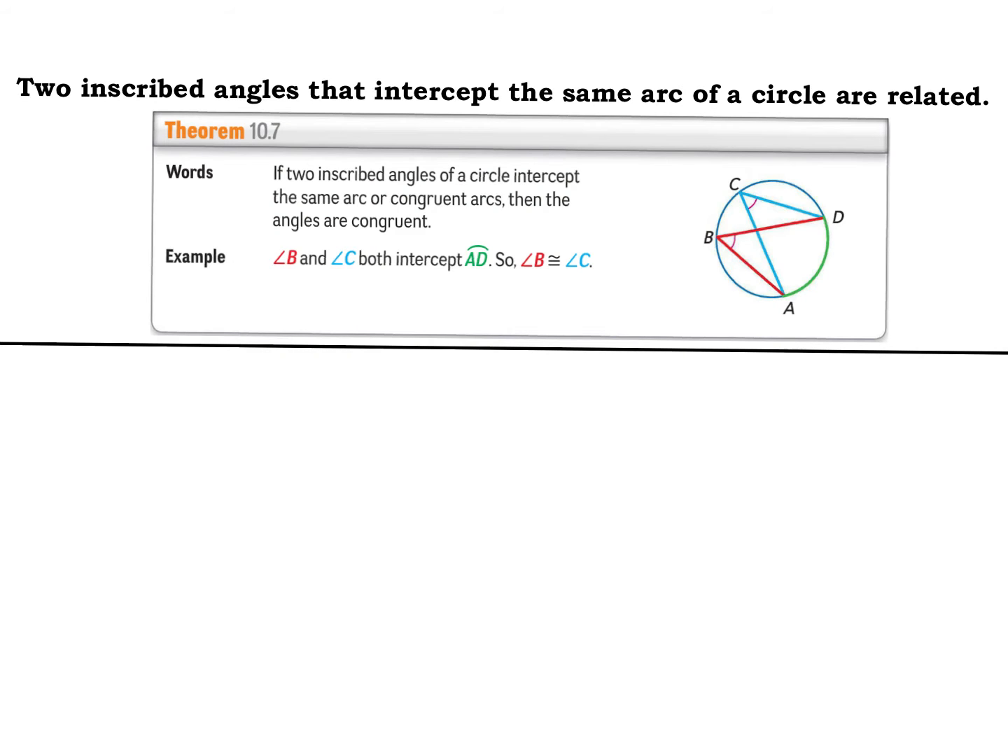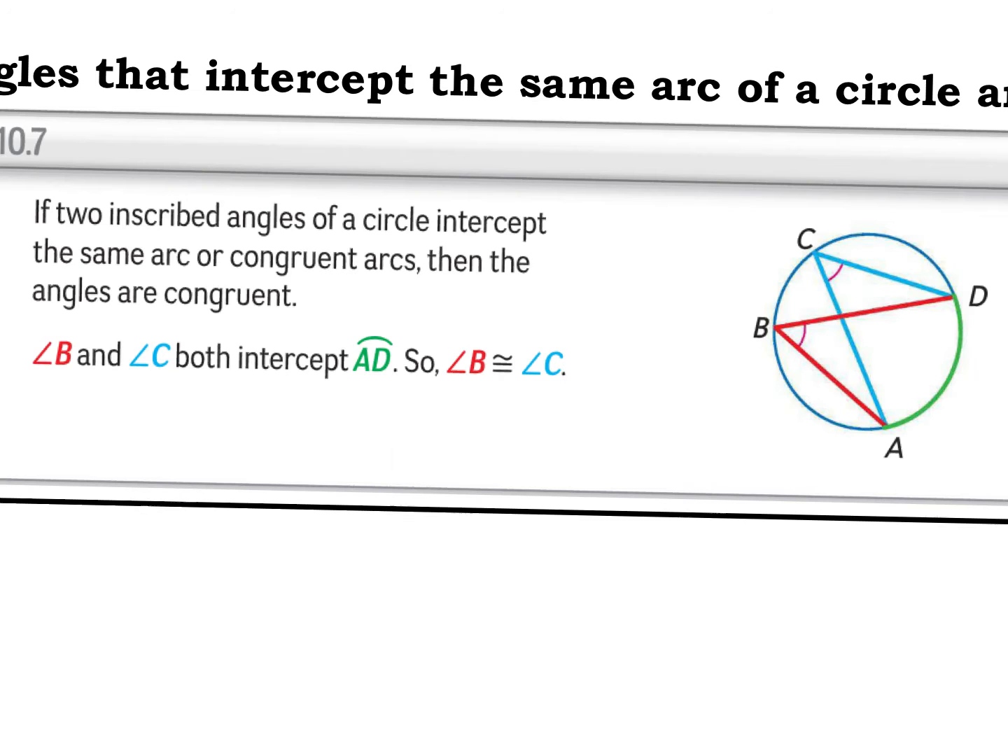This next property states that two inscribed angles that intercept the same arc of a circle are related. How are they related? If two inscribed angles of a circle intercept the same arc or congruent arcs, then the angles are congruent. So if you look at this picture, angle B, if I were to trace the red line of angle B, is intercepting the arc AD. And angle C, if I were to trace the blue line, is also intercepting arc AD. So you can say that angles C and B are congruent because they are intercepting the same arc AD.